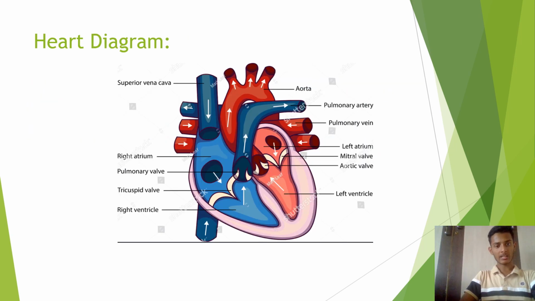Let's have a look into the diagram. Here we can see the right ventricle, right atrium, left ventricle, aorta, pulmonary arteries, superior vena cava, pulmonary valve, left atrium, and pulmonary veins.